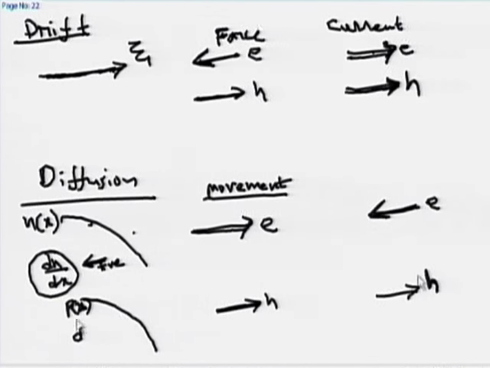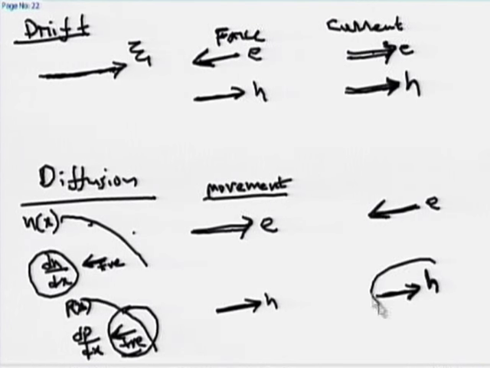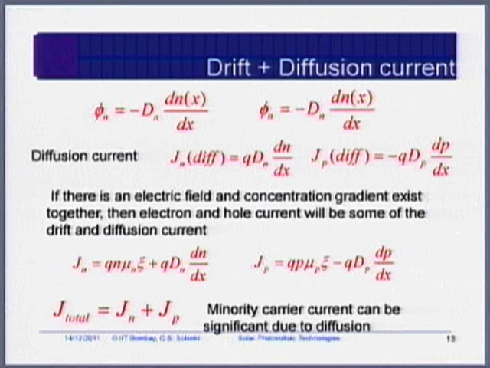right? Now what is the direction of my gradient dp over dx? My dp over dx is again positive in this direction. Gradient is defined as final minus initial. So my gradient for the hole concentration is positive in this direction, opposite, right to left. But my hole current is moving in the other direction, left to right. You can see the directions are opposite, and because of that you should have the negative sign in the expression, and that is why the diffusion current for the hole has a negative sign.